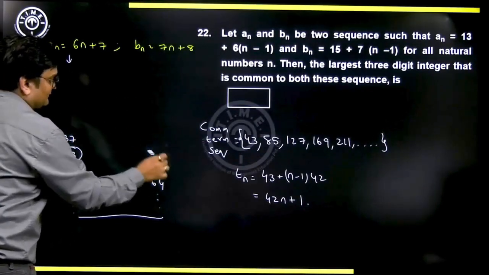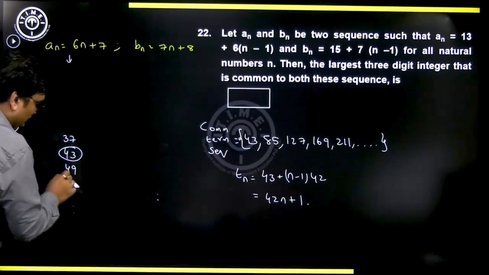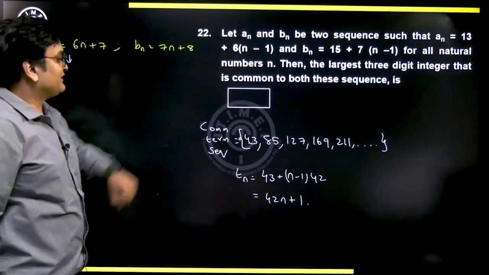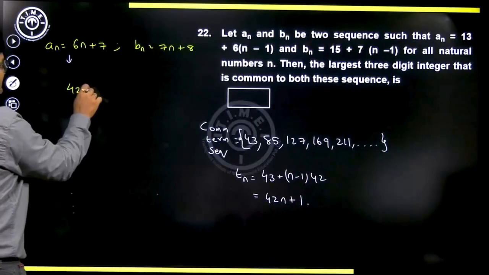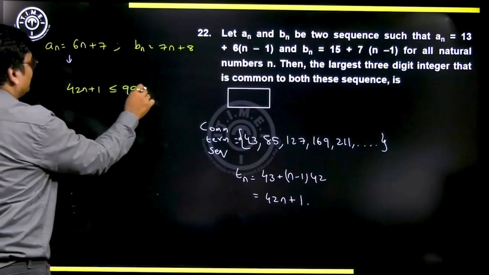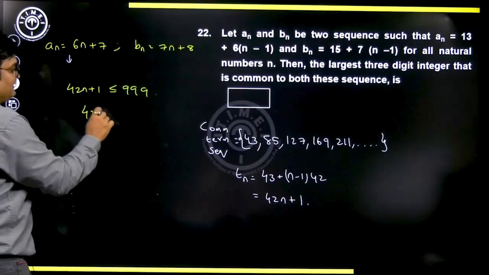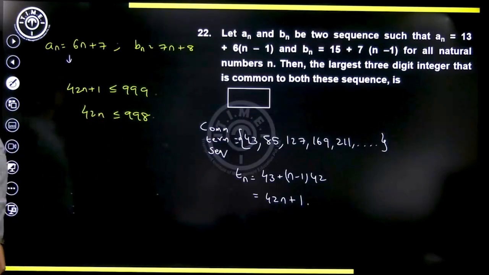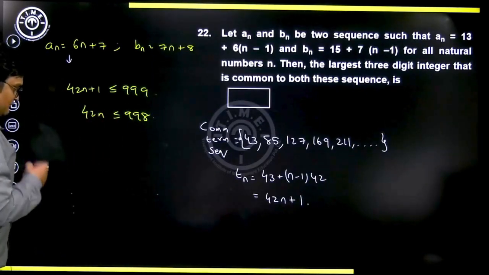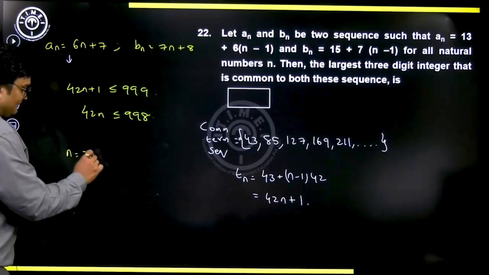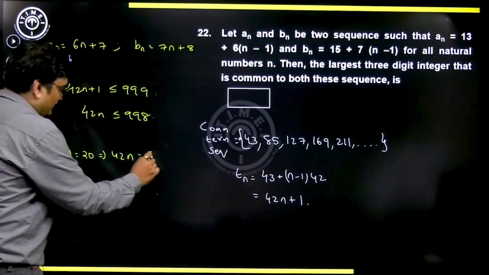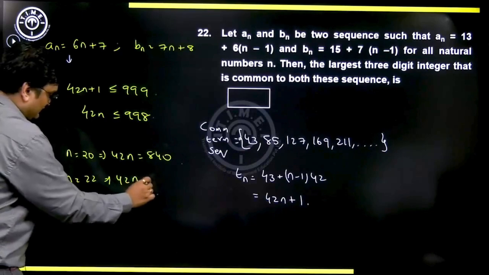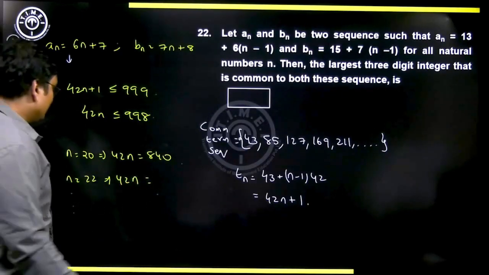Once we get the nth term of the common term sequence, can we do the following? We want the largest 3-digit number. So 42n plus 1 should be less than or equal to 999. That means 42 into n should be less than or equal to 998. What is the largest multiple of 42 which is less than 998? We have to figure it out. Let's do it manually by hit and trial. If I put n equal to 20, I'll get 42n as 840. Let me put n as 22, so 42 into n will be 884.